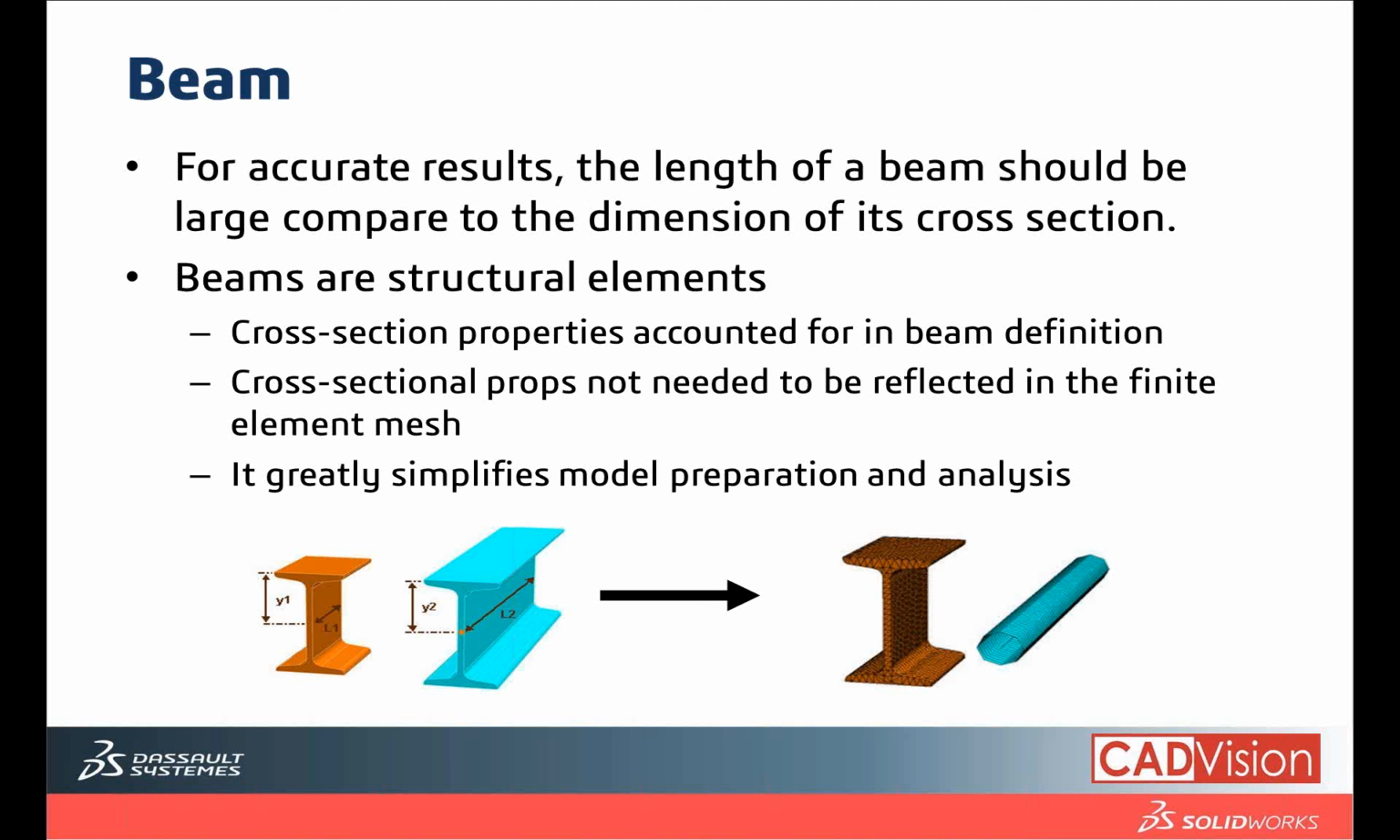So beams, of course, here is a little bit of theory. Cross-sectional properties: beams are structural members with the cross-sectional properties accounted for in the beam definitions. So the cross-section perhaps does not need to be reflected in the finite element mesh. It greatly simplifies model preparation and analysis. As you can see here, in the first example, the first beam is considered as a solid element.